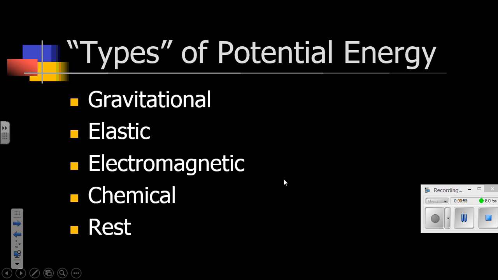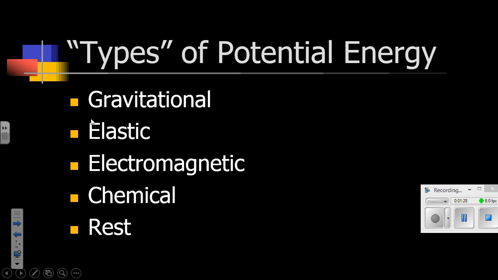So let's consider here some of the types of potential energy. We're talking gravitational here. We're going to talk for the rest of this video about elastic potential energy. We will do electromagnetic potential energy in the second semester. We really don't do chemical potential energy too much. And rest potential energy goes back to Einstein's famous equation E equals mc squared, that all mass has potential energy regardless of its situation, because it's composed of mass, and mass can be destroyed in nuclear reactions to create energy.